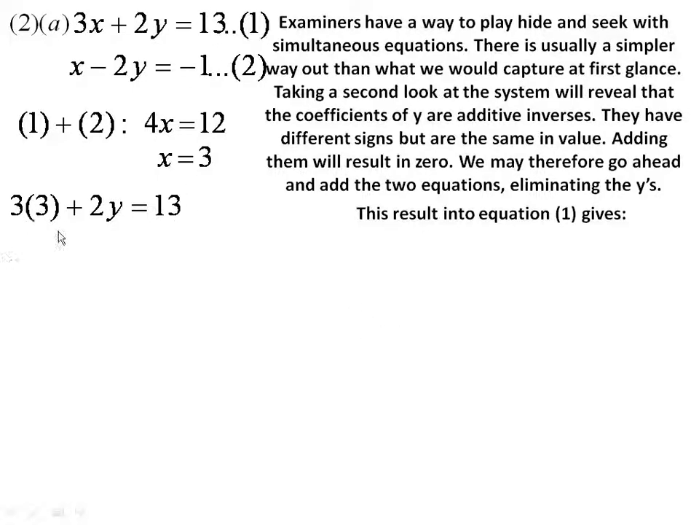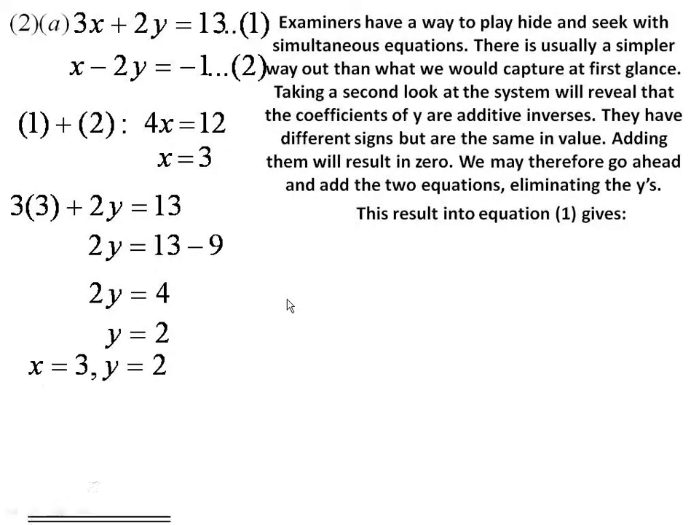And of course 3 times 3 is equal to 9. So we have 2y is equal to 13 minus 9. So 2y is equal to 4. And y is equal to 2, dividing through this equation by 2. So x is equal to 3 and y is equal to 2.